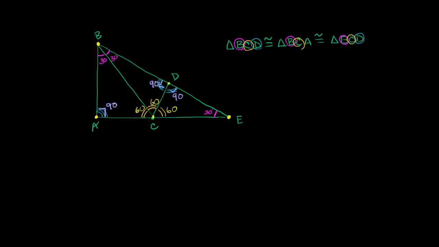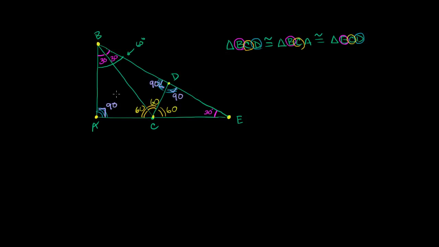We can also think about these combined angles. So say angle ABE. This whole angle is 60 degrees. This angle is 90 degrees. And this angle here is 30.